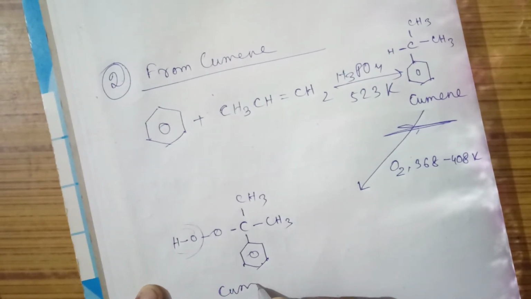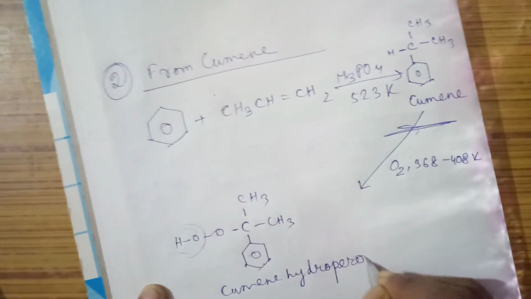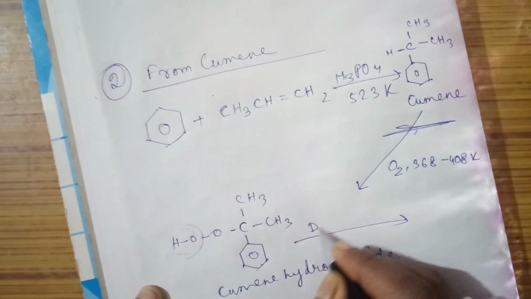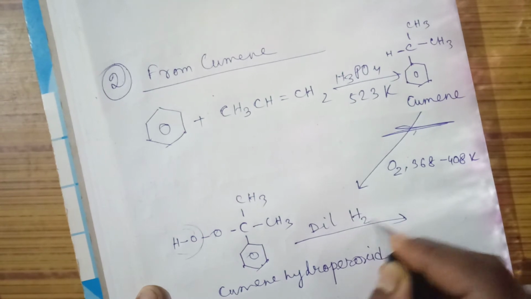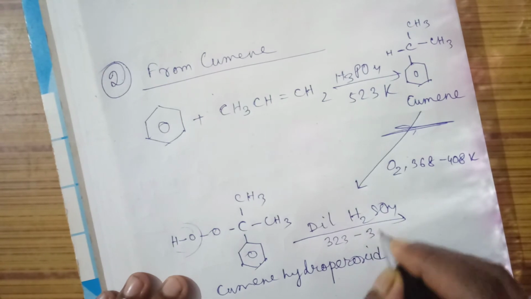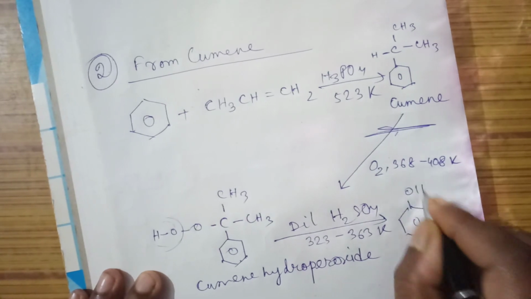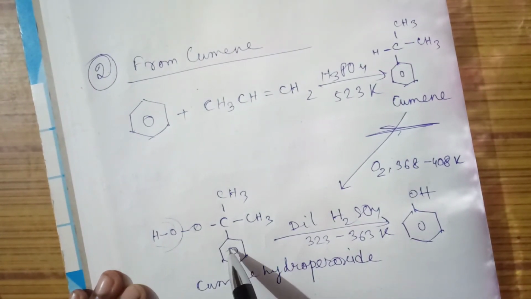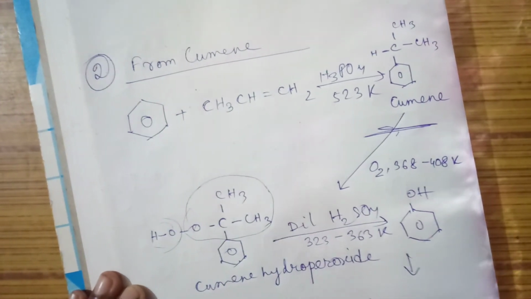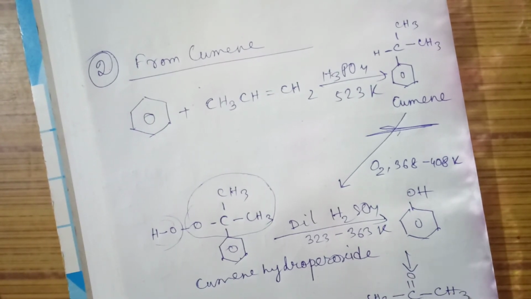Cumene hydroperoxide. And in this, if we give dilute H2SO4 at 323 to 363 Kelvin temperature, we will get phenol. And another compound will be formed along with the phenol, that is what? Ketone will be formed here, acetone, CH3-C=O-CH3.